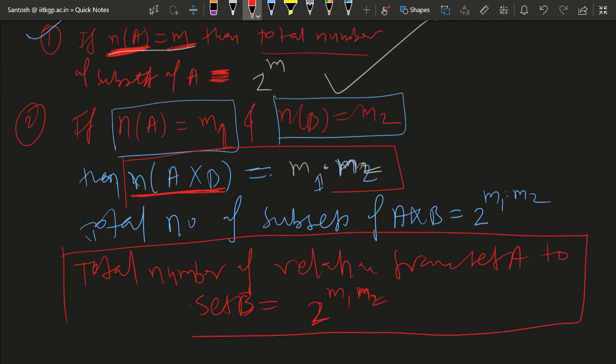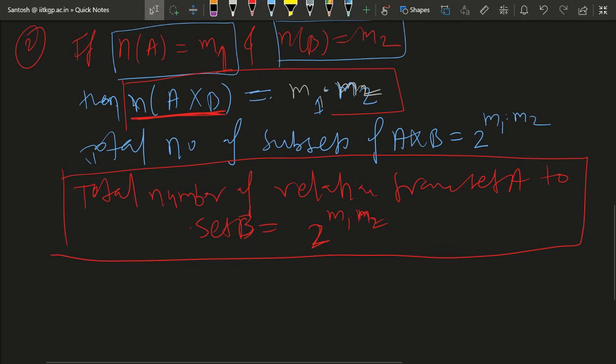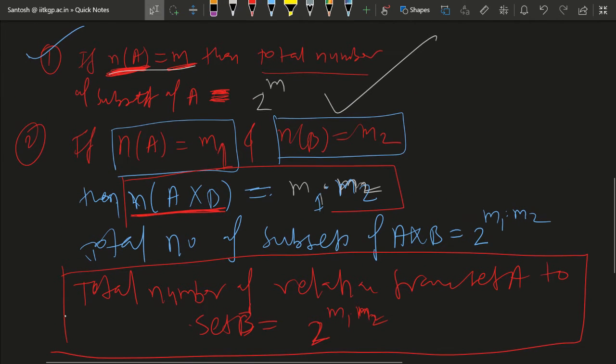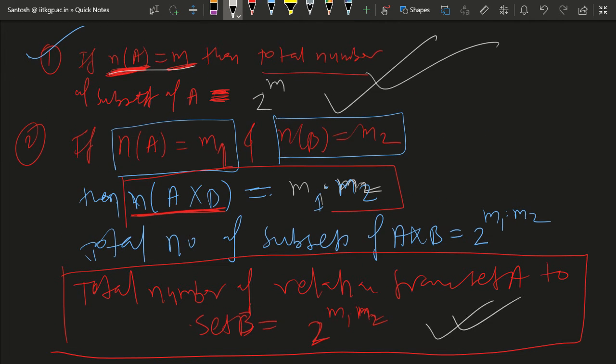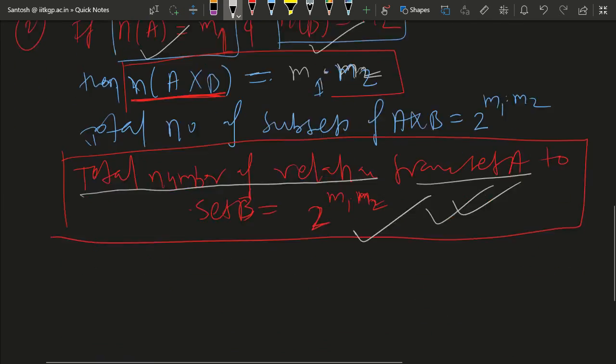And in the exam they may ask you like that. So you use this formula and tell the answer. Just note down these two formulas. So I will write the question based on these two. Total number of relations from set A to set B: set A has m1 number of elements, set B has m2 number of elements, then total relations will be 2 raised to power m1 into m2.